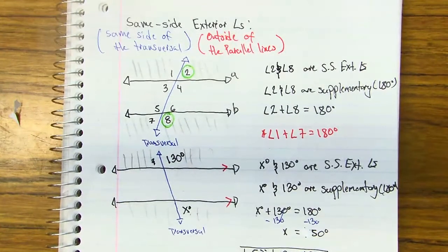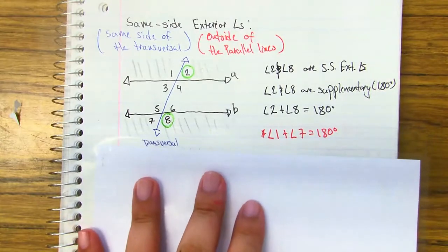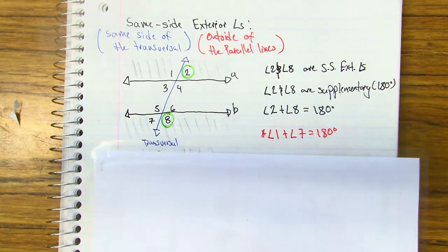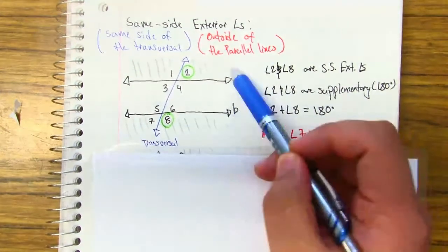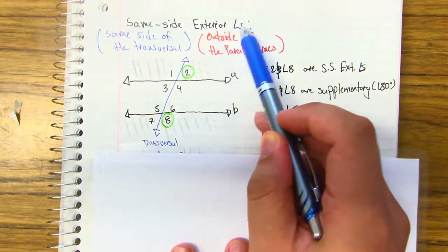Same side exterior angles. Oh, sorry, it looks very messy. Same side exterior angles is very similar to same side interior, but this time we're going to be working with angles outside of the parallel lines, right? Angles outside of the parallel lines are 1, 2, 7, 8. So you know that they're exterior angles.